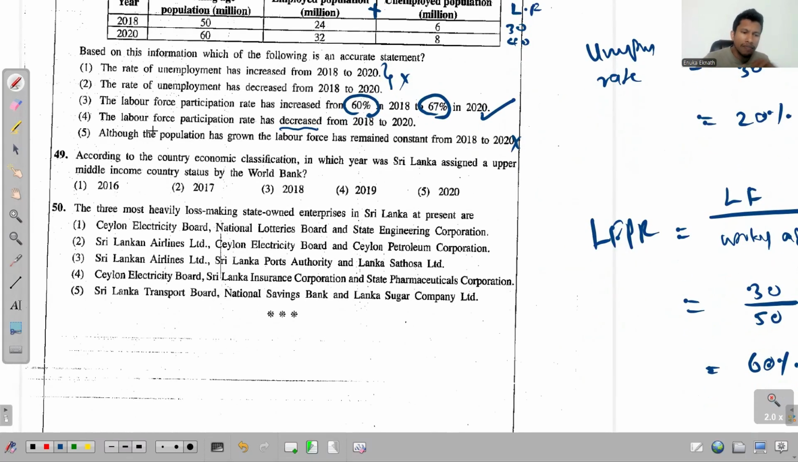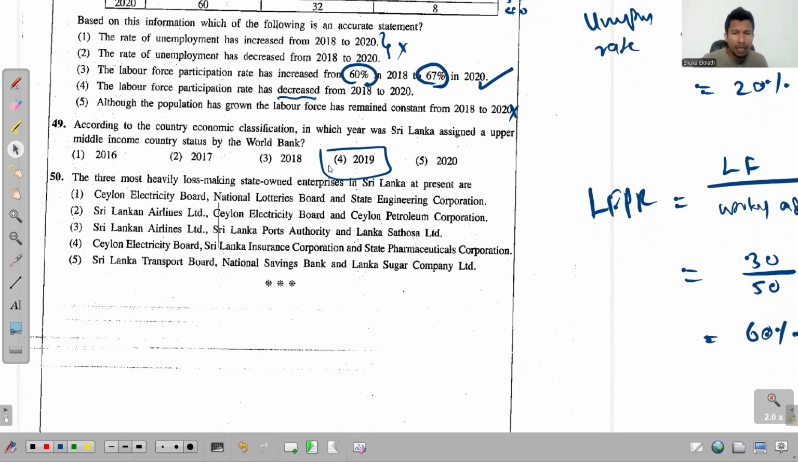Right. 49. According to the country's economic classification, in which year was Sri Lanka assigned upper middle income country status by the World Bank? This is something specific, current information. So this happened in 2019. So you should remember that this happened in 2019. So the answer for this question 49 is the fourth one.